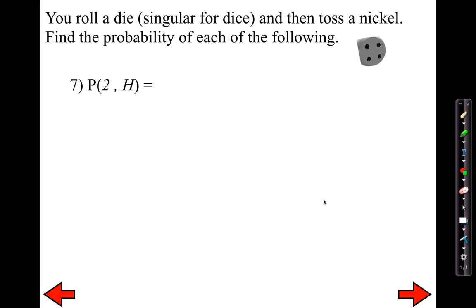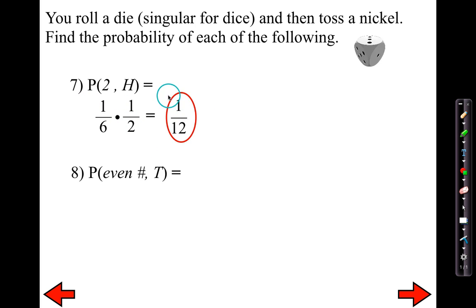Okay, so now it says you roll a die, singular for dice, and then toss a nickel. Find the probability of each of the following. Okay, so what's the probability of rolling a 2? Well, there's only one way to roll a 2, so that's 1 out of 6. And what's the probability of getting heads for that nickel? Where there's 2 possibilities. You can get heads or tails. There's only one way to get heads, so that's going to be 1/2. I'm going to check if I can reduce or cross cancel. I can't, so I'm just going to multiply straight across, and that's going to be 1/12.